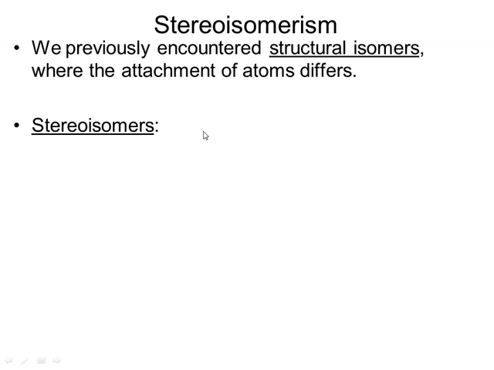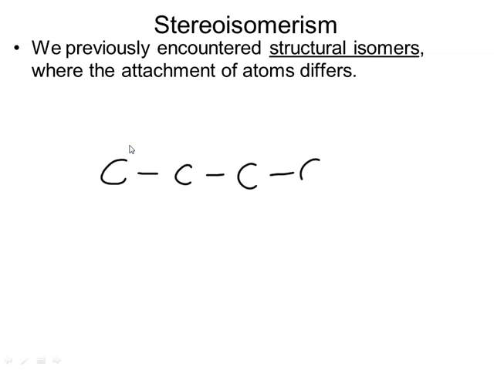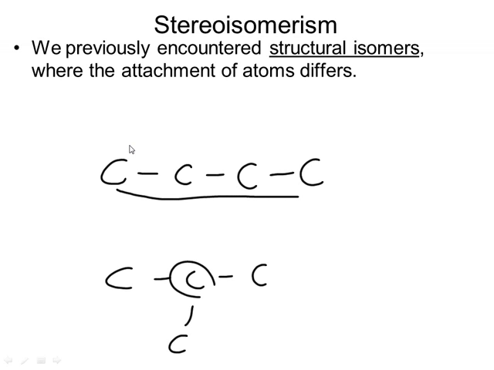So we previously encountered things called structural isomers. So remember, a structural isomer is where the actual attachment of the atoms is different. So these are structural isomers, right? Because they actually are attached differently. There's 4 carbons in a line here, and here there's a branched carbon, right?